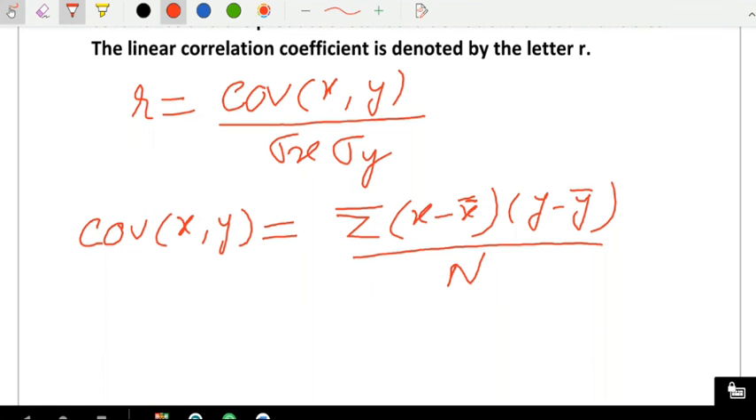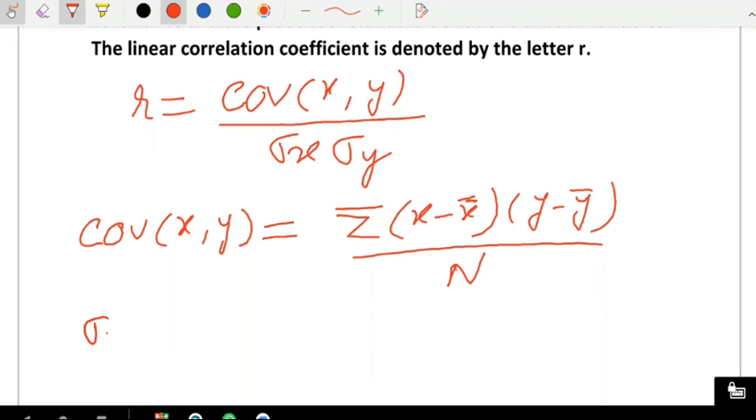Same thing for y. You find the mean of y, subtract it from the corresponding value of y, then you multiply. Then take the sum. Sigma stands for the sum, summation. Then divide by the total number of terms. This becomes the covariance. Then what is sigma x?